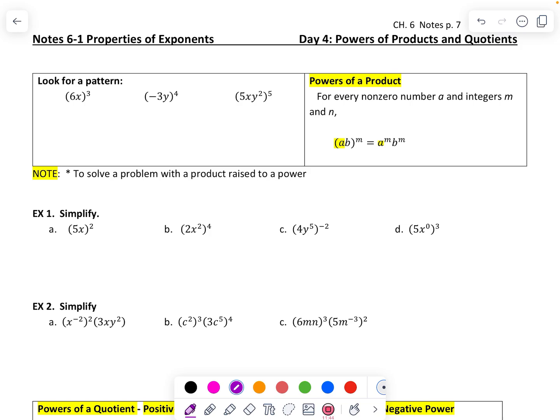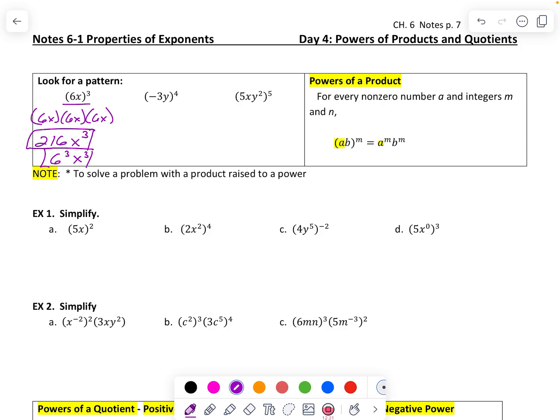And we learned that this problem right here means 6x times 6x times 6x. And so 6 times 6 times 6 is what we have here. So 6 to the third power is 216, and then x times x times x is x to the third. Now, when it comes to the quiz on Friday, remember there's no calculators allowed. So on that, you could write 6 to the third, x to the third. Okay, so that could be your answer, or this could be your answer.